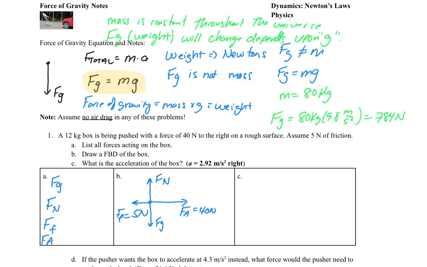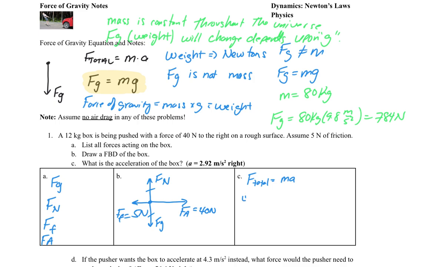In the last box, box C, they ask, what is the acceleration of the box? So I drew my free body diagram, so my next step is always to write F total is equal to mass times acceleration. The whole reason I drew the free body diagram is to figure out what I should plug in for that F total. I know the normal force and the force of gravity are going to balance each other, so I don't have to worry about them. So it's just the other two forces.